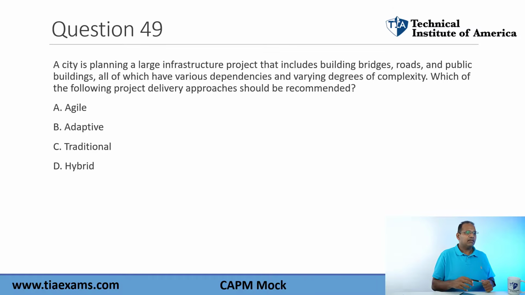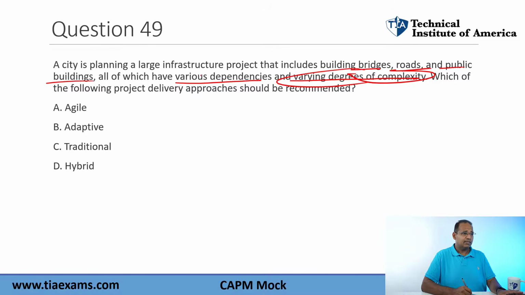A city is planning a large infrastructure project that includes building bridges, roads, and public buildings, all of which have various dependencies and varying degrees of complexity. Which of the following project delivery methods should be recommended? Now, this one is complex, okay? Notice they're building bridges, roads, public buildings, all of it, with various dependencies and a varying degree of complexity. So these are some things that are very complex. They vary a lot. They have various dependencies. So which one do you think is best?